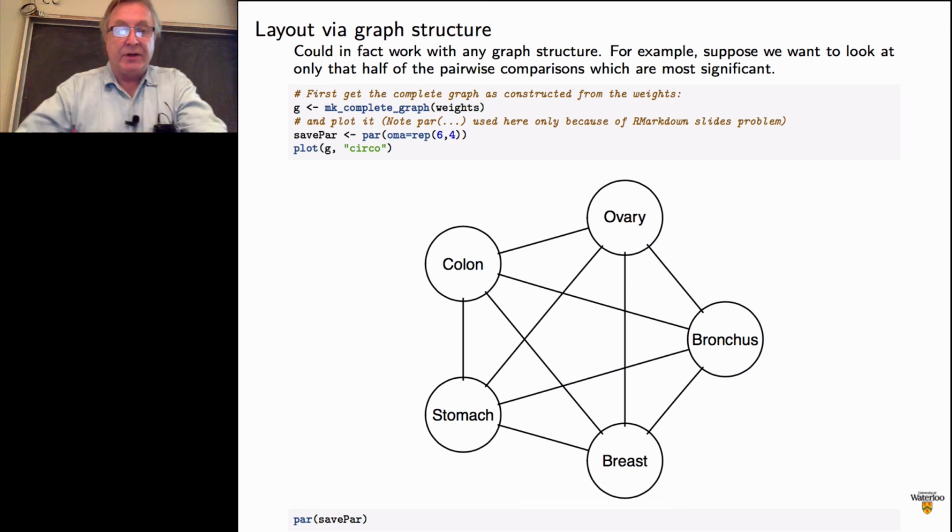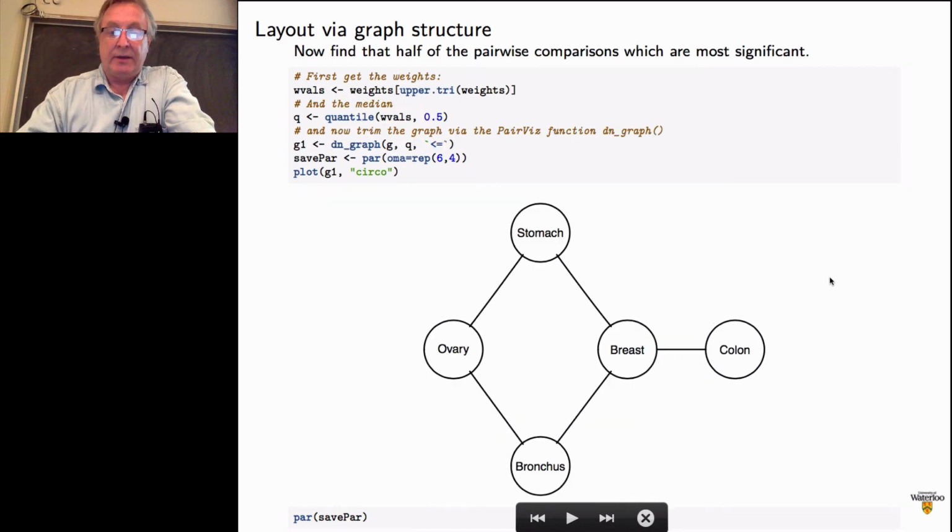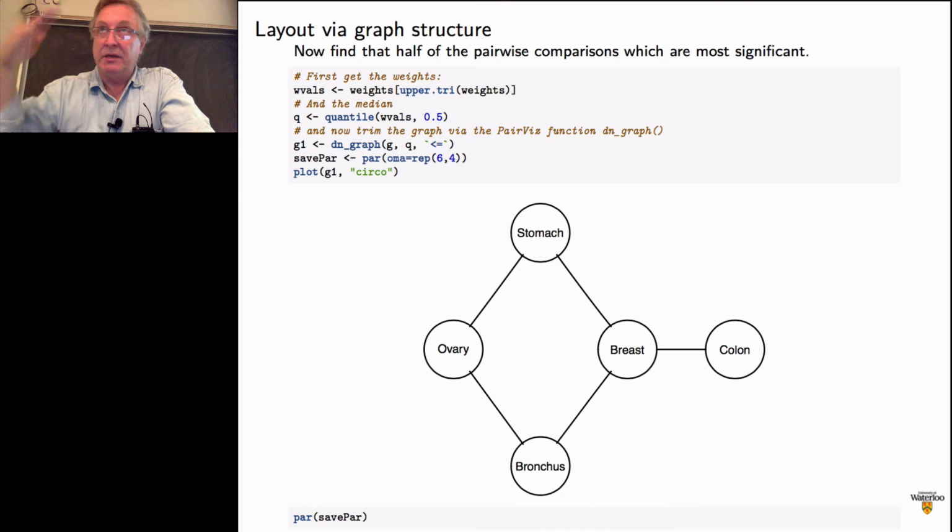And in the Pairwise package, there's something that'll make the complete graph itself, and you can plot the complete graph. And also we can have subgraphs. So for here, for example, I'm going to get the weights that we have according to those significance levels. I'm going to get the median value, the 0.5 quantile of those weights. So I just want the upper half that are most significant, which means the half that have lowest weights.